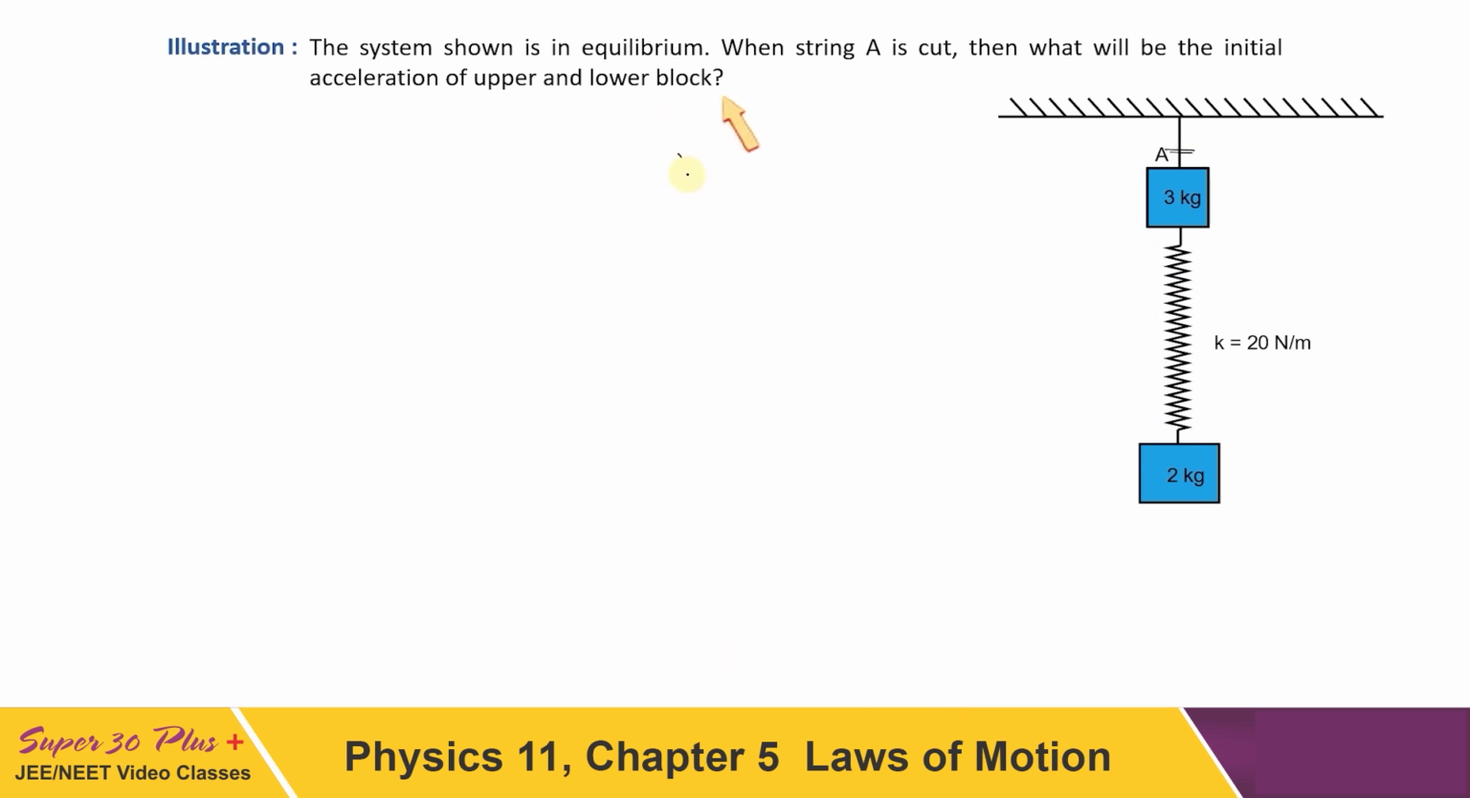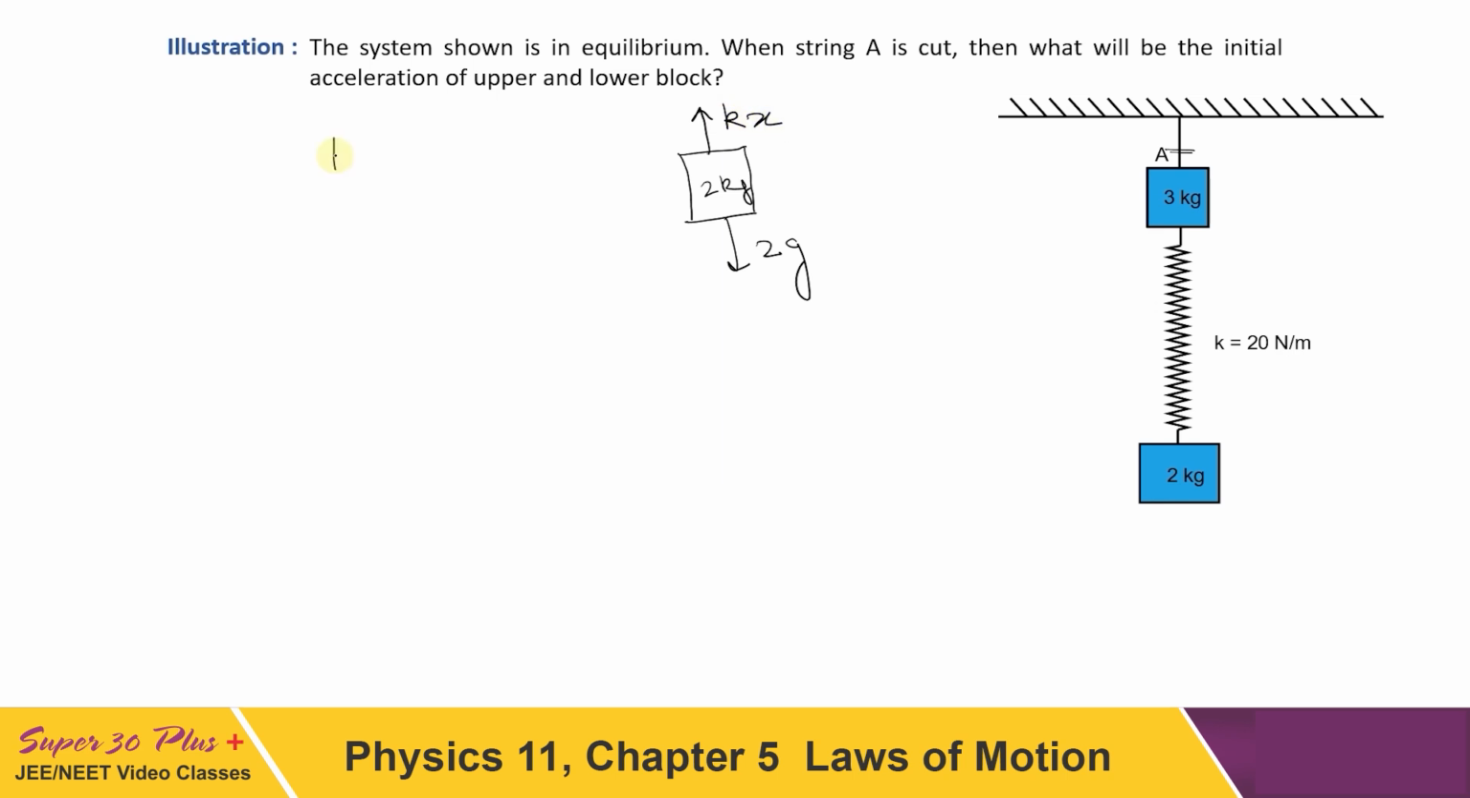First draw the FBD for the lower block, which is the 2 kg block. What forces are acting on this block? The forces will be, of course, its weight, that is 2g in downward direction, and one spring force which is in upward direction having magnitude kx.